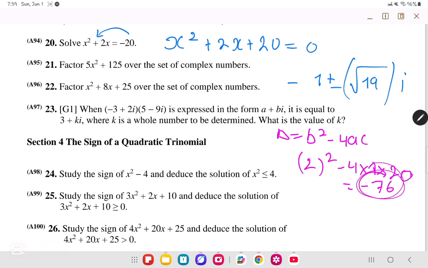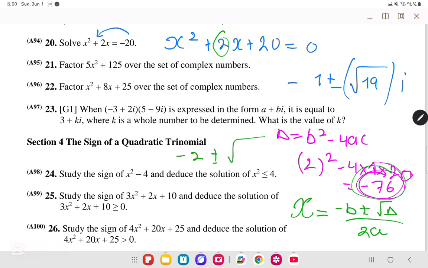Now that we have the value of the discriminant, we can apply the equation of the roots. Roots are equal to minus b plus or minus radical discriminant over 2a. So very simply, it's going to be what? It's going to be minus b. What is b in this case? B is 2. So it's going to be minus 2 plus or minus radical our discriminant, which is minus 76, over 2a. So over 2 times 1, which is basically 2.